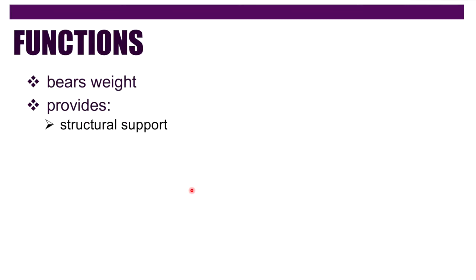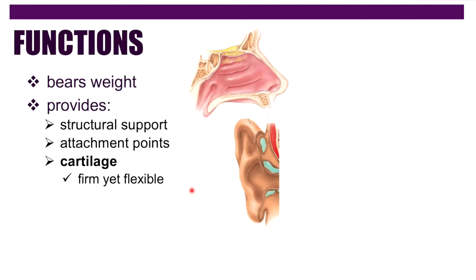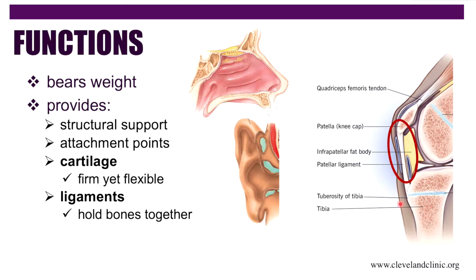The skeletal system bears our weight and provides structural support for the soft tissues and attachment points for most skeletal muscles. Cartilage also provides a firm yet flexible support to certain structures in the body, such as the nose and external ear. These strong bands of fibrous connective tissues, which are called ligaments, hold bones together.